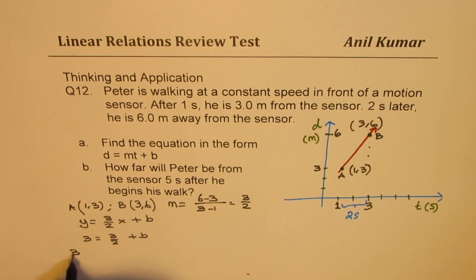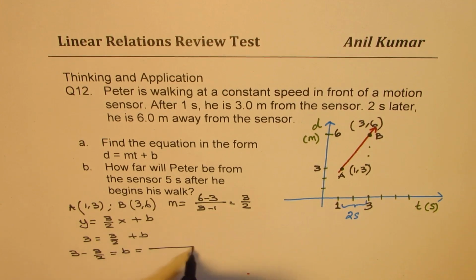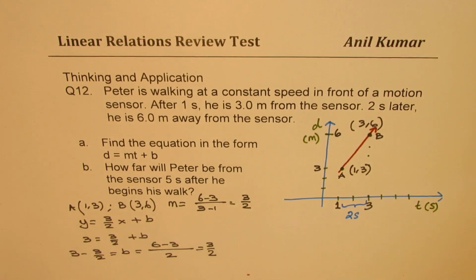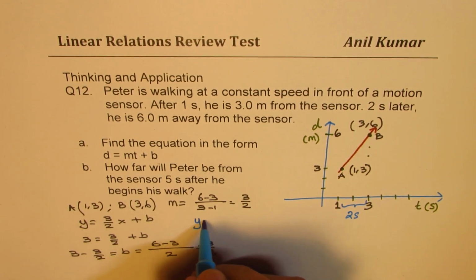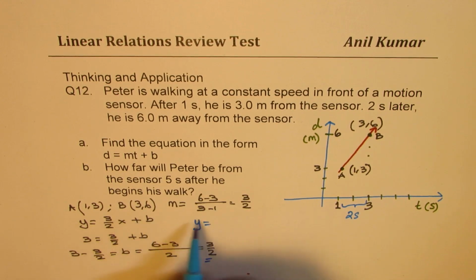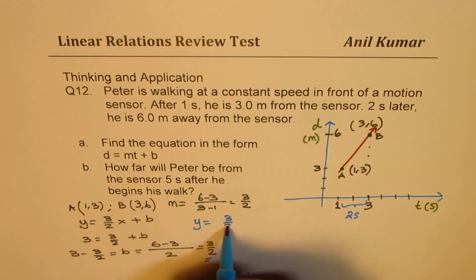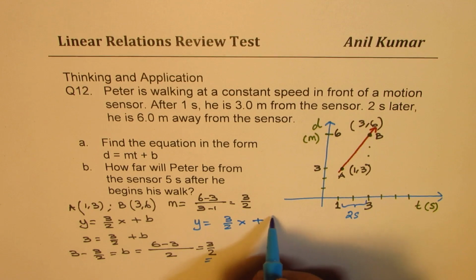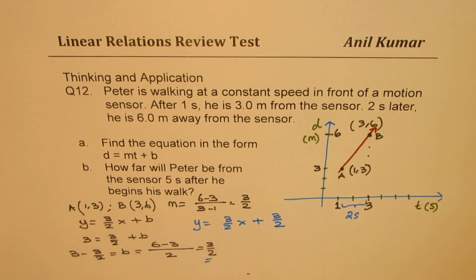So 3 equals 3 over 2 plus b. Bringing it to this side, we get 3 minus 3 over 2 equals b, which is, taking a common denominator of 2, 3 times 2 is 6, 6 minus 3. So that gives you 3 over 2 again. So b is also 3 over 2. Since b is 3 over 2, the equation can be written as y equals 3 over 2 x plus 3 over 2. Correct? So that is the equation of your line.